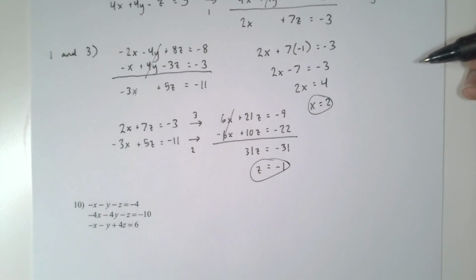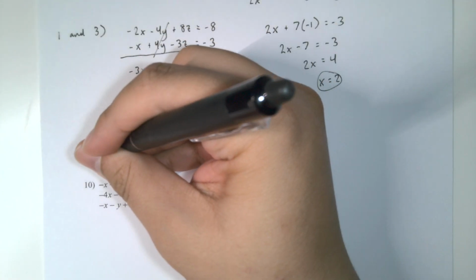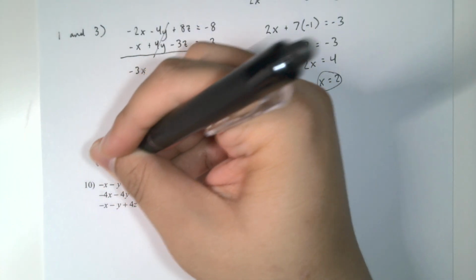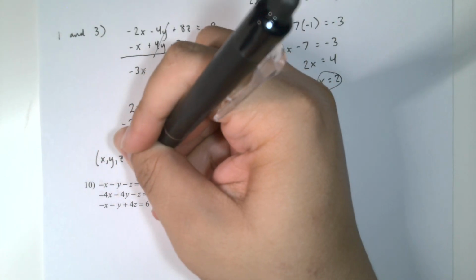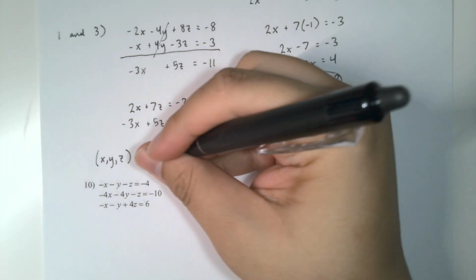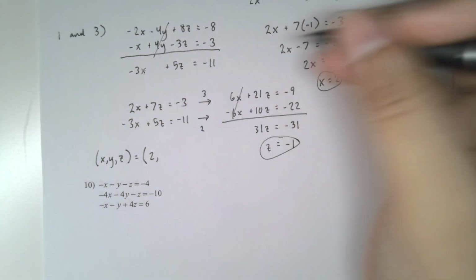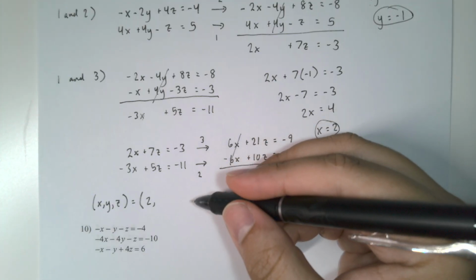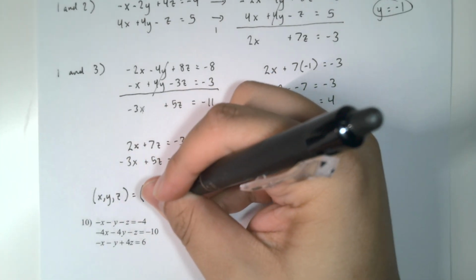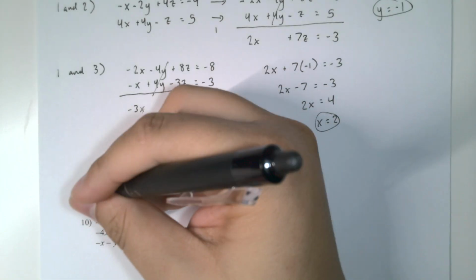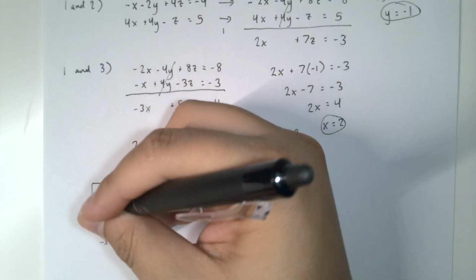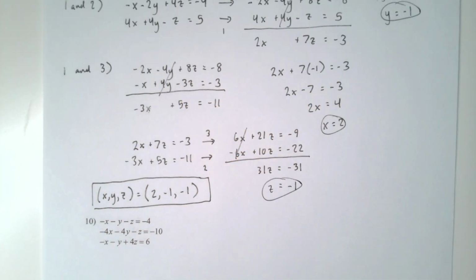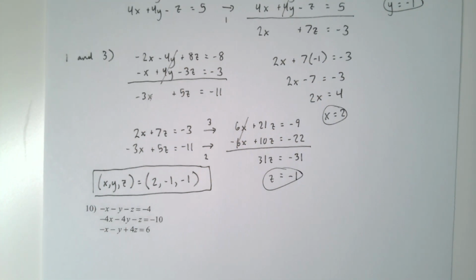So, combining all this information together into one answer, we're going to write this as a coordinate: x, y, z is equal to 2, negative 1, negative 1. And so, this is our final answer for number 9.